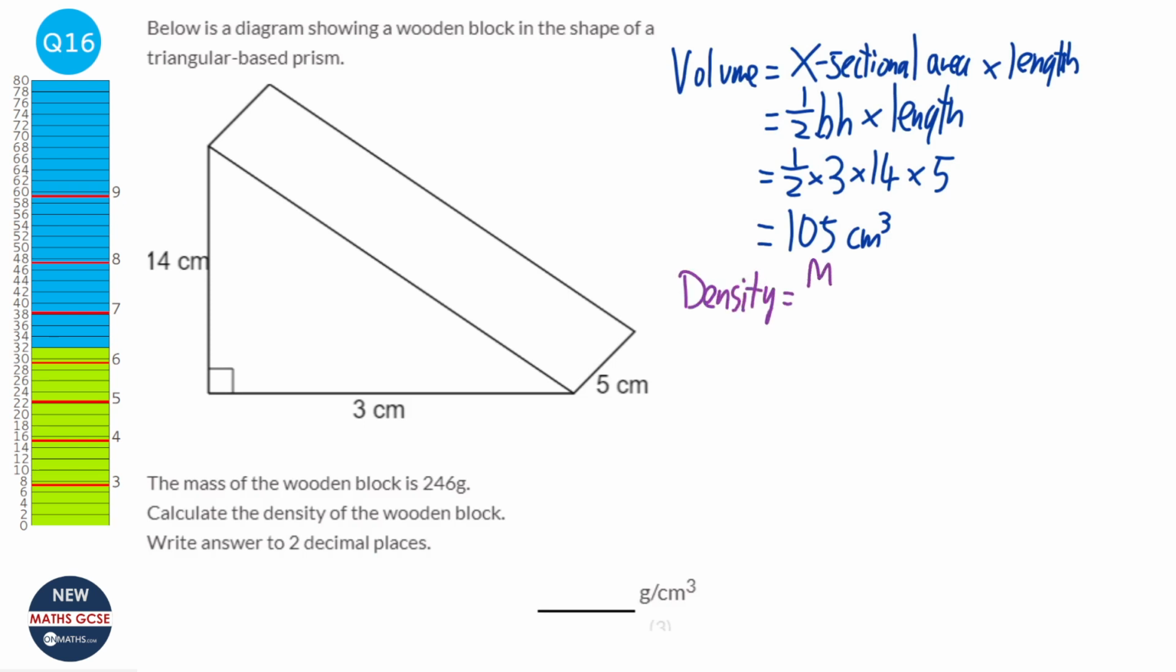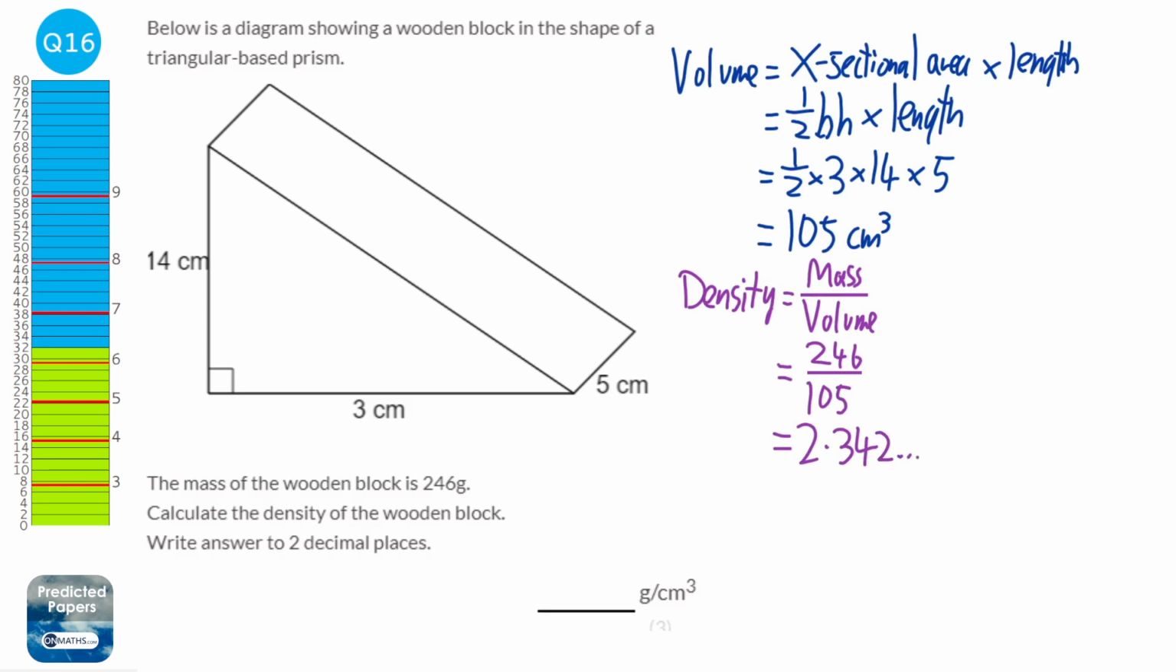Right, now we need to find out what the density is, and the formula for density is mass divided by volume. The mass is given to us in the question is 246. The volume we've just worked out is 105. And so you do 246 divided by 105, and you get 2.342 blah blah blah. And then we round that to 2 decimal places, which it says in the question to do, and that would be 2.34 grams per centimeters cubed.